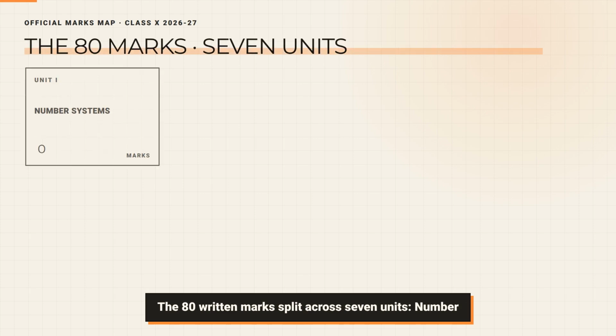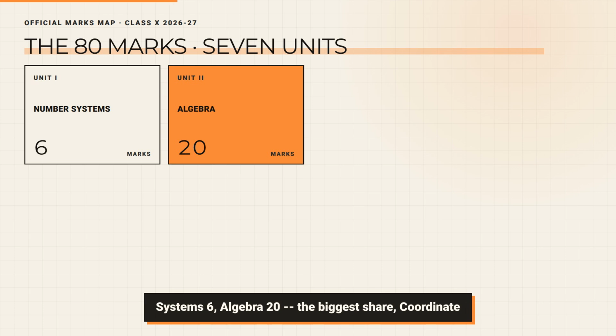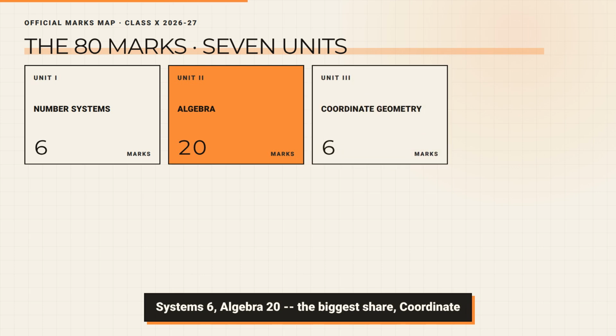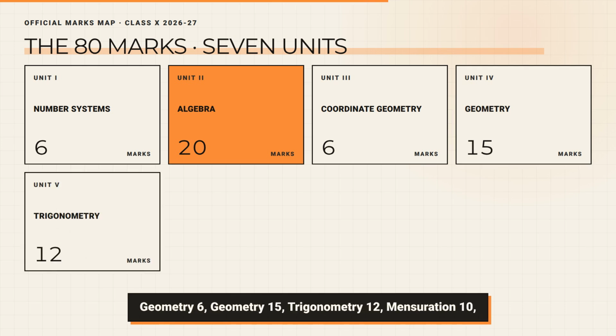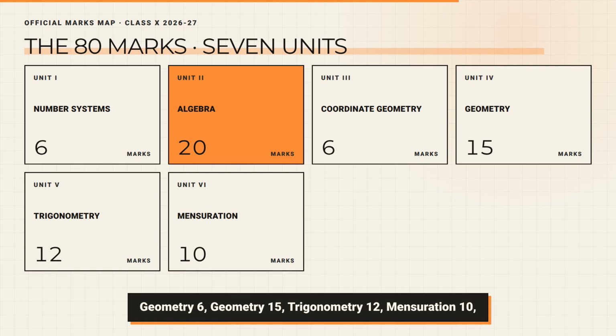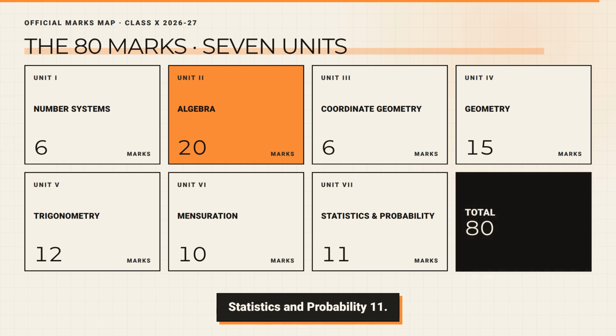The 80 written marks split across 7 units: Number System 6, Algebra 20, the biggest share, Coordinate Geometry 6, Geometry 15, Trigonometry 12, Mensuration 10, Statistics and Probability 11.